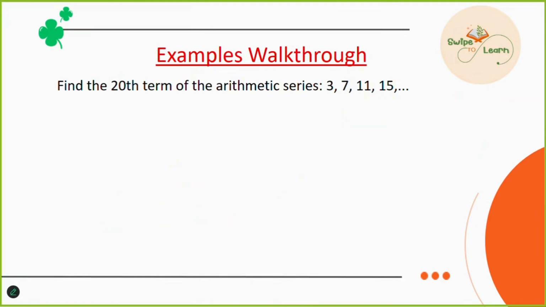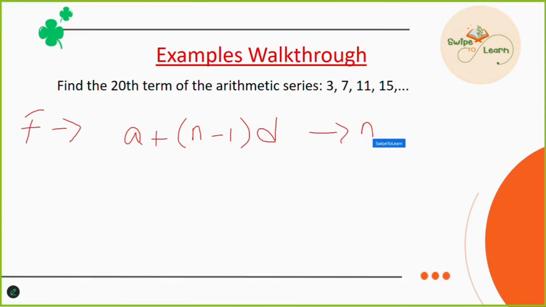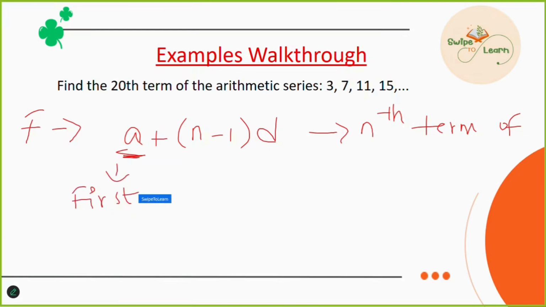Then what to do? We have a formula to calculate it. The formula is a plus n minus 1 into d. This is the formula to calculate the nth term of an arithmetic series. What is a? A is the first term, n is the term number which we have to find, and d is the common difference between the terms of the series.